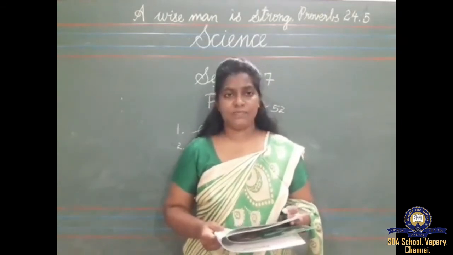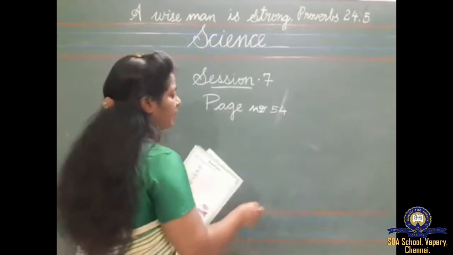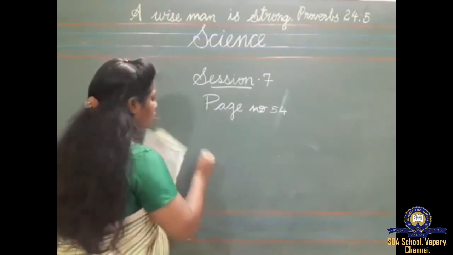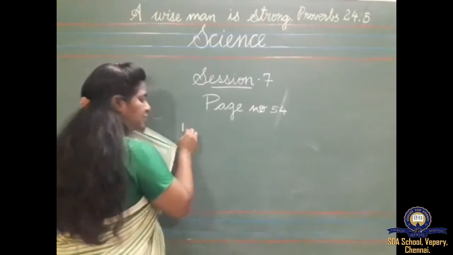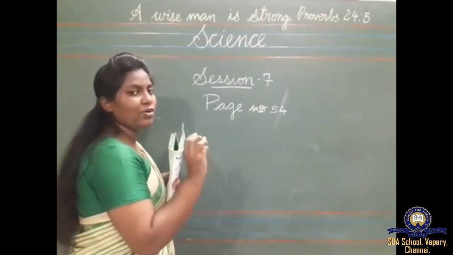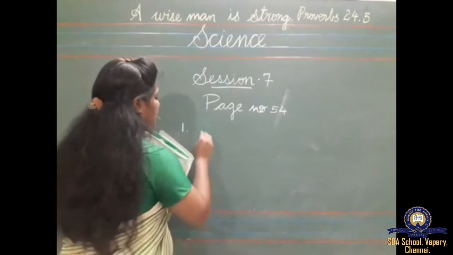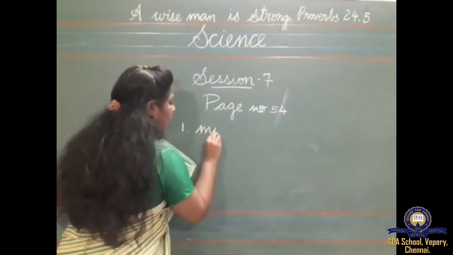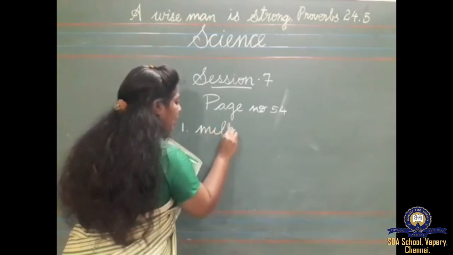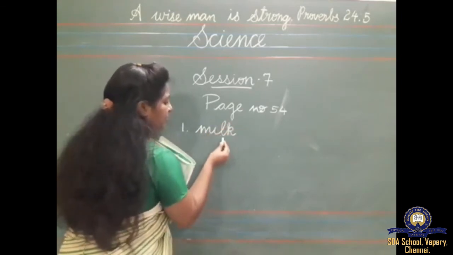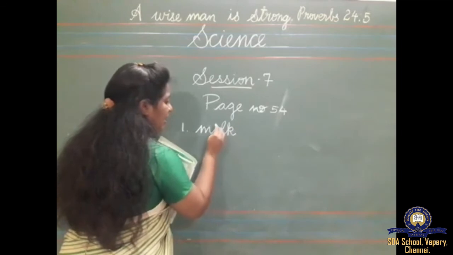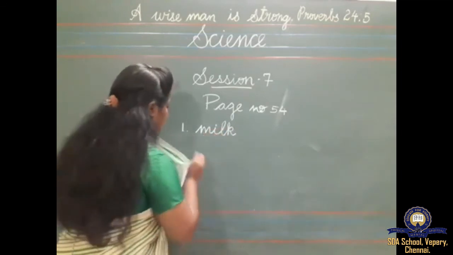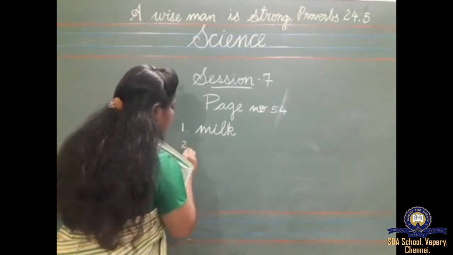Shall we write? In page number 54, we are going to write. Write along with me. What is the first one? You should write on the four lines. What is the spelling of milk? M-I-L-K. Milk. You should differentiate L and K.